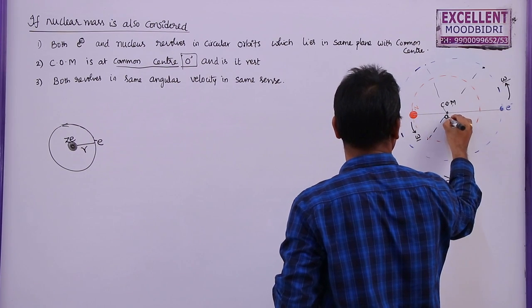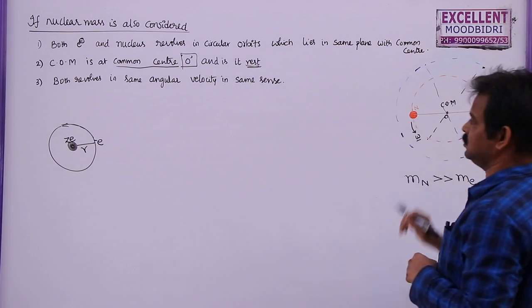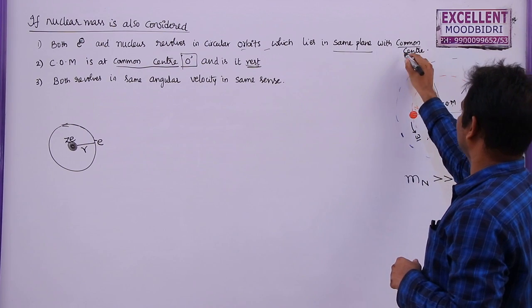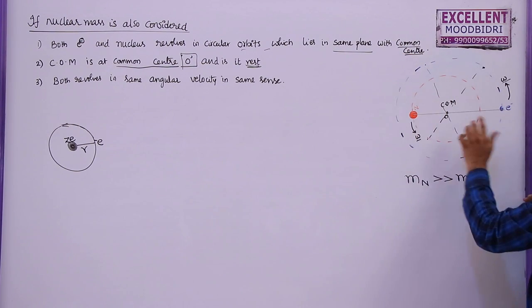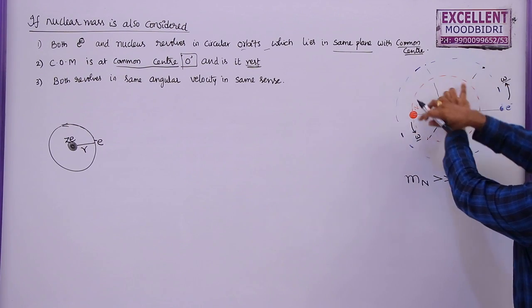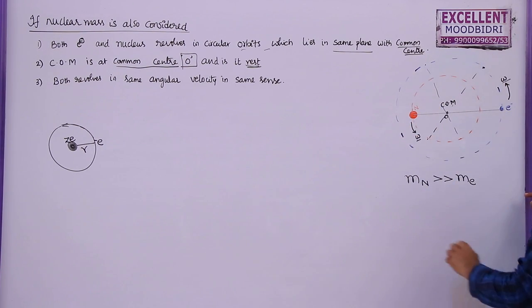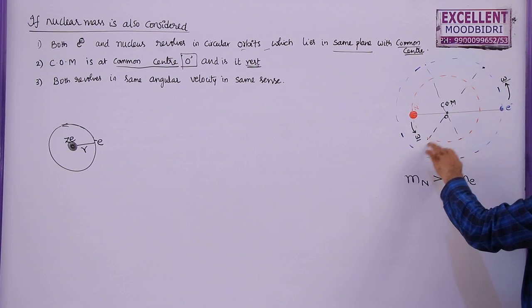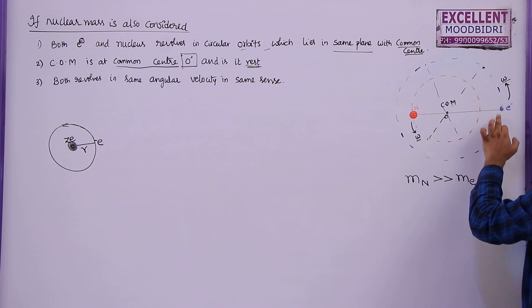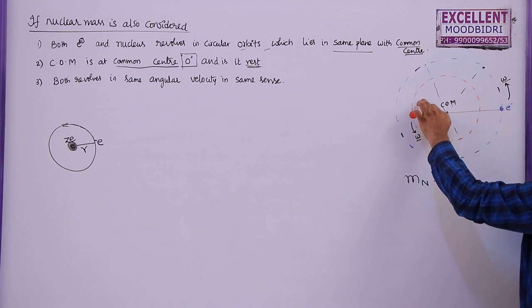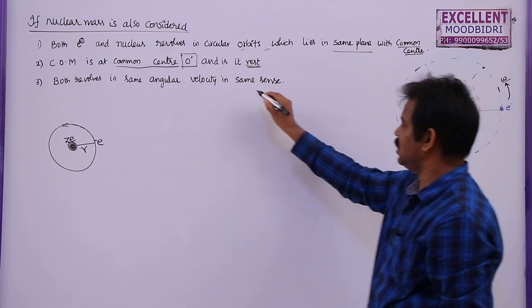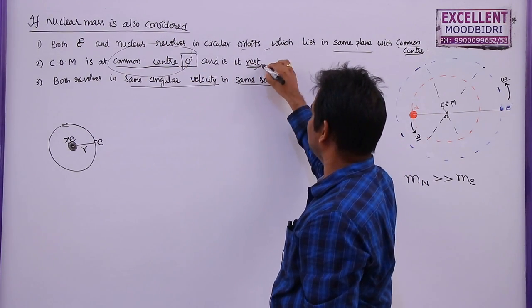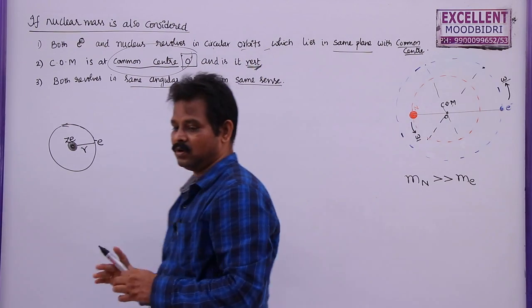I am denoting this point with O, and it is at rest. This point never changes. Both electron and nucleus revolve in circular orbits which lie in the same plane with the common center, just like this board. Here is the nucleus, this is the electron, and they are revolving in two different orbits. Both revolve with the same angular velocity in the same sense. Let us say the nucleus is rotating in the anti-clockwise direction, the electron also rotates in the anti-clockwise direction. If the electron moves in the clockwise direction, the nucleus will move in the clockwise direction only. So they have the same sense, the same angular velocity, the same common center, the center is at rest, and they are orbiting in two different orbits.